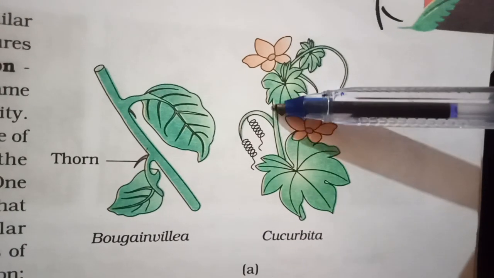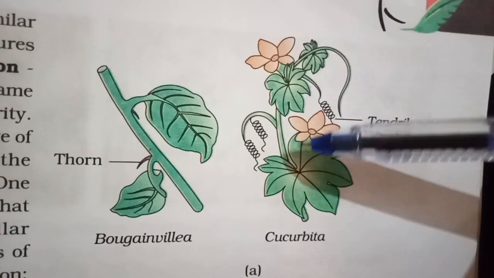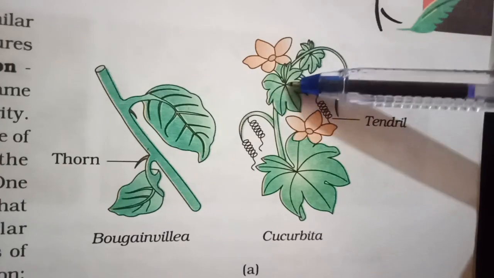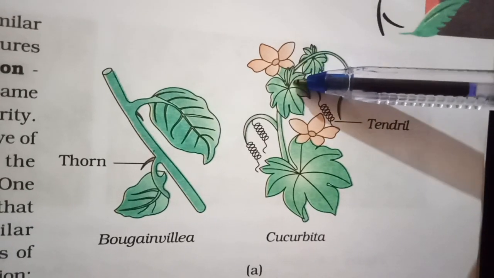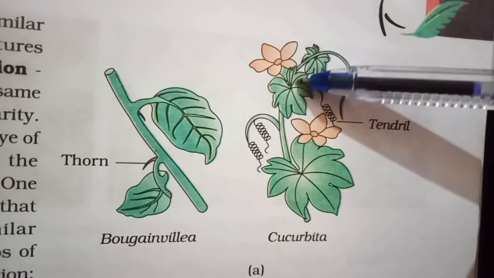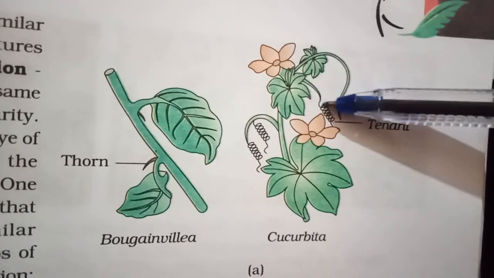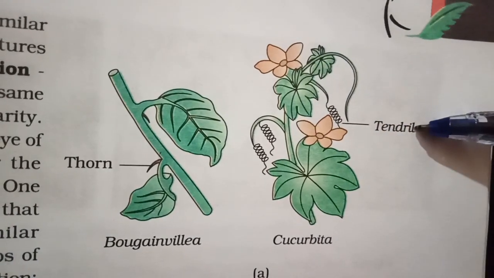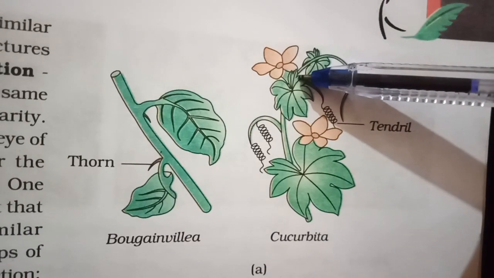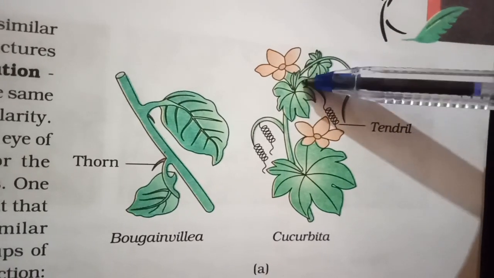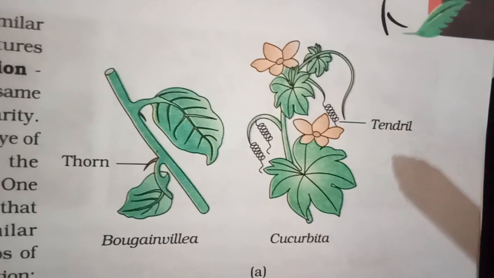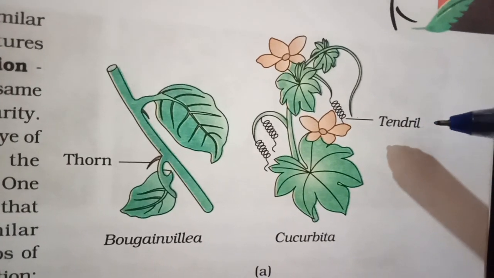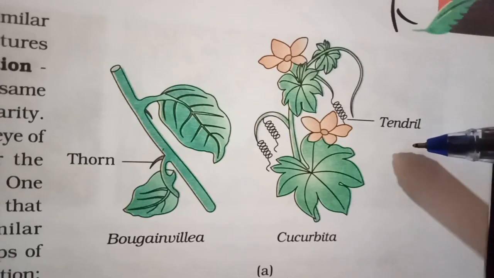And here also you can see this tendril. So they also arise in between, means from the leaf and the stem. Tendrils, they also arise from the leaf and the stem portion, in between the leaf and stem portion. So these are the examples of the homologous organs.